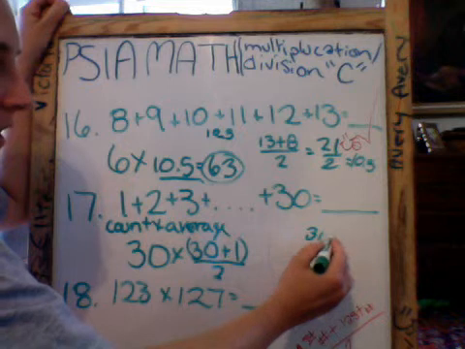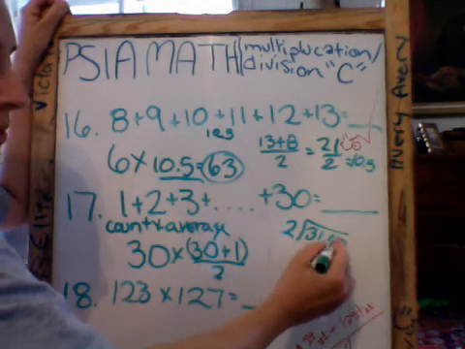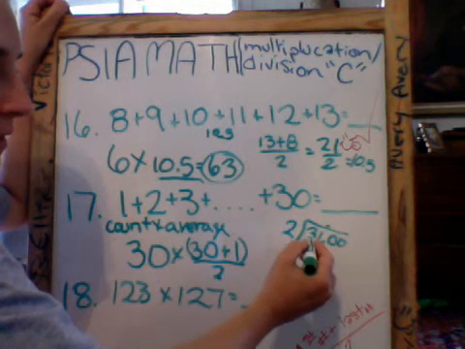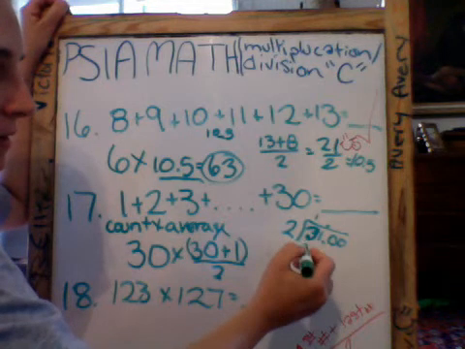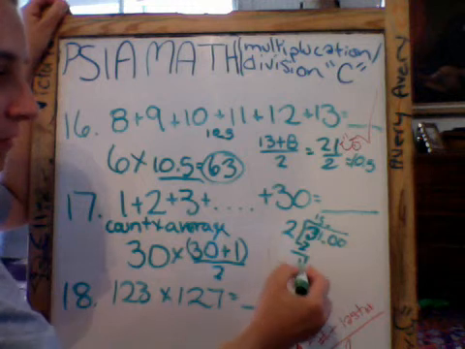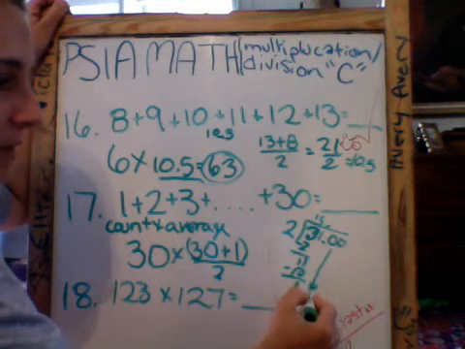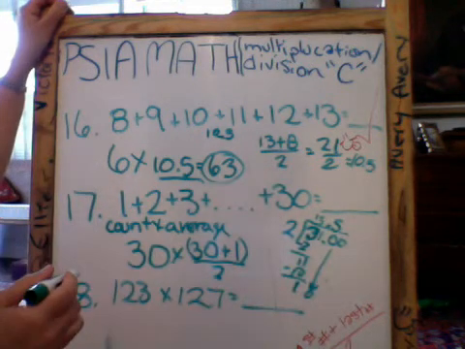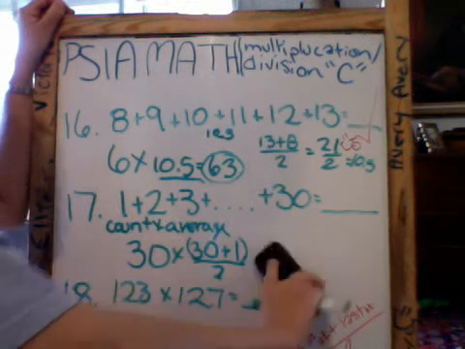Let me try that. 31.00 divided by 2. Any zeros after the decimal is still that integer. So 2 into 3 is 1. 5. Bring down that 0, bring that decimal up. 15 and a half. 15 and a half is my number that's smack dab in the middle.